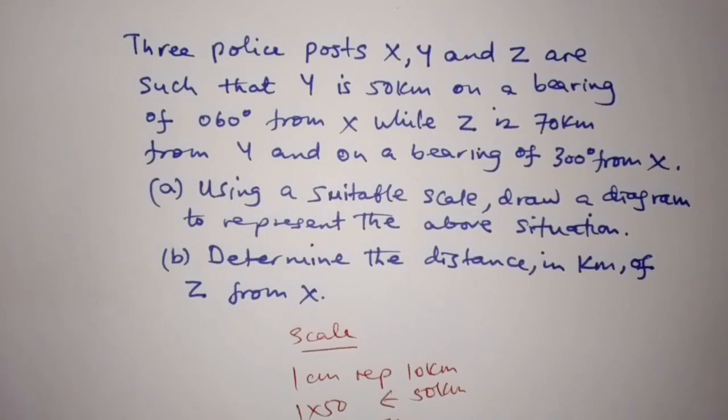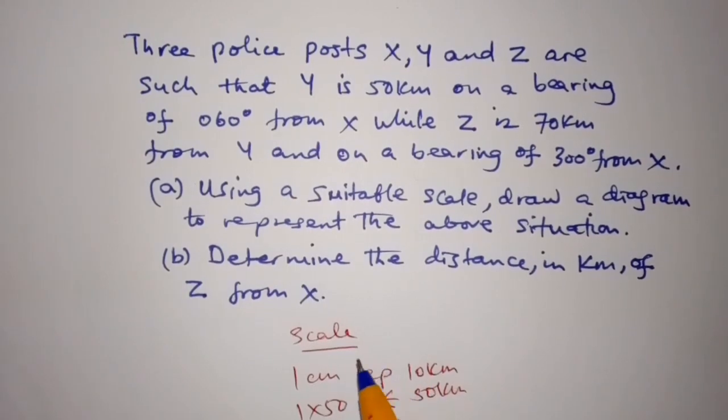Three police posts X, Y, and Z are such that Y is 50 km on a bearing of 060 degrees from X, while Z is 70 km from Y and on a bearing of 300 degrees from X. A. Using a suitable scale, draw a diagram to represent the above situation. B. Determine the distance in kilometers of Z from X.